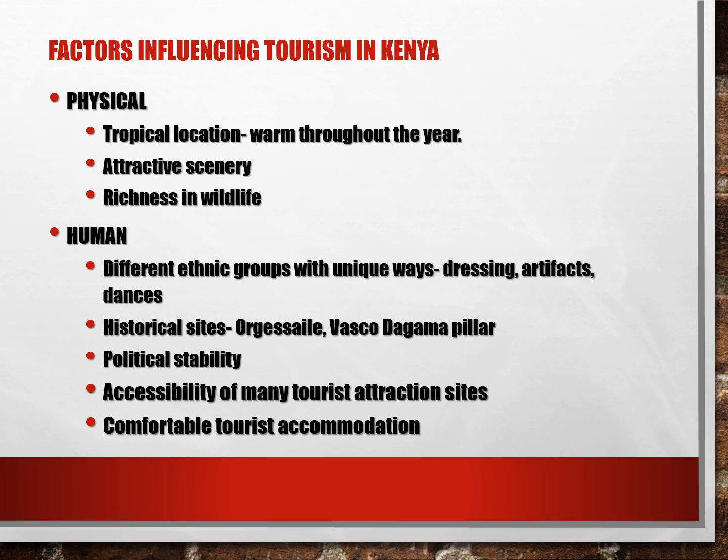Then we have historical sites. Some of the common ones, we have the Kariandusi prehistoric site. We shall see that later. That's the Olorgesailie. We have Vasco da Gama Pillar at the coast of Kenya. We have the Fort Jesus. We have other historical sites in this country, many of them.